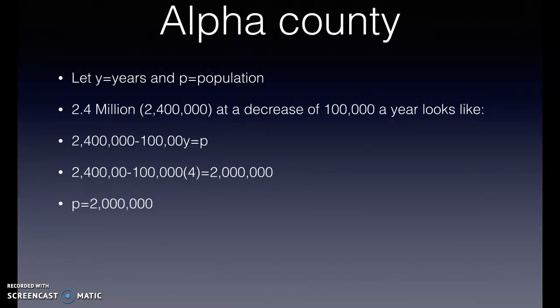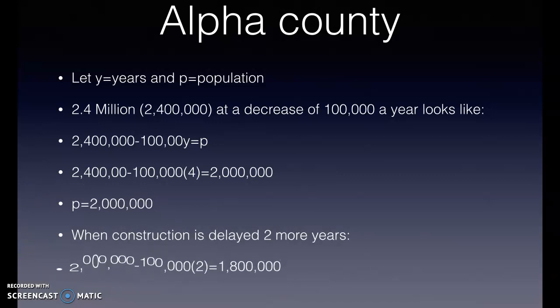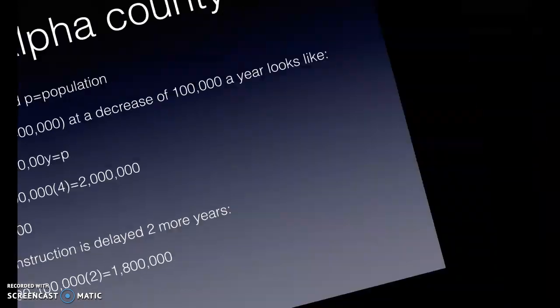Now, we extend that a little bit longer for 2 more years. You guessed it, we'd put a 2 for y, starting with 2 million minus 100,000 times 2 equals 1.8 million for the additional 2 years.